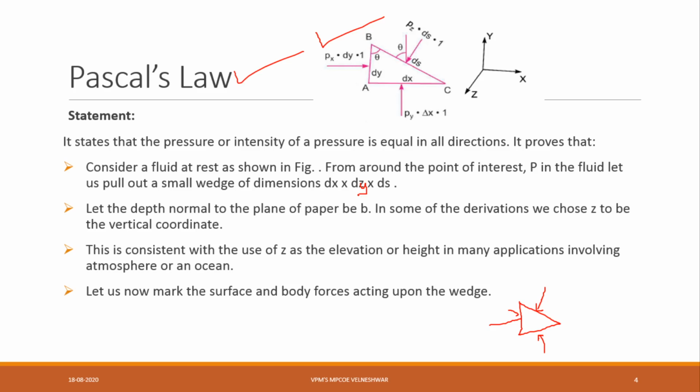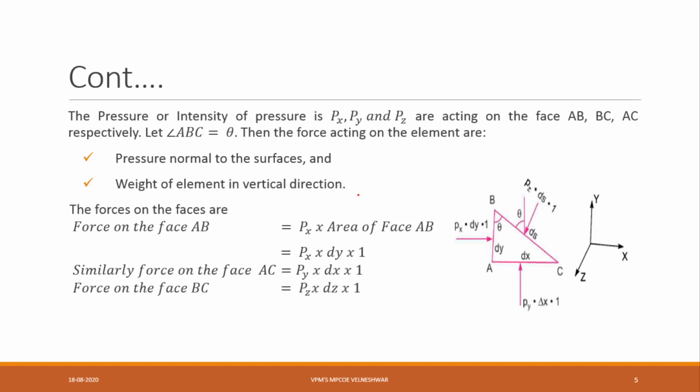Now let the pressure or intensity of pressure be Px, Py and Pz. Here, how am I considering pressure? Px, Py, Pz are acting on the faces AB, BC, and AC. AB, BC and either CA or AC you can say, both are correct. Now, pressure normal to the surface and weight of element in vertical direction. We have these two forces.